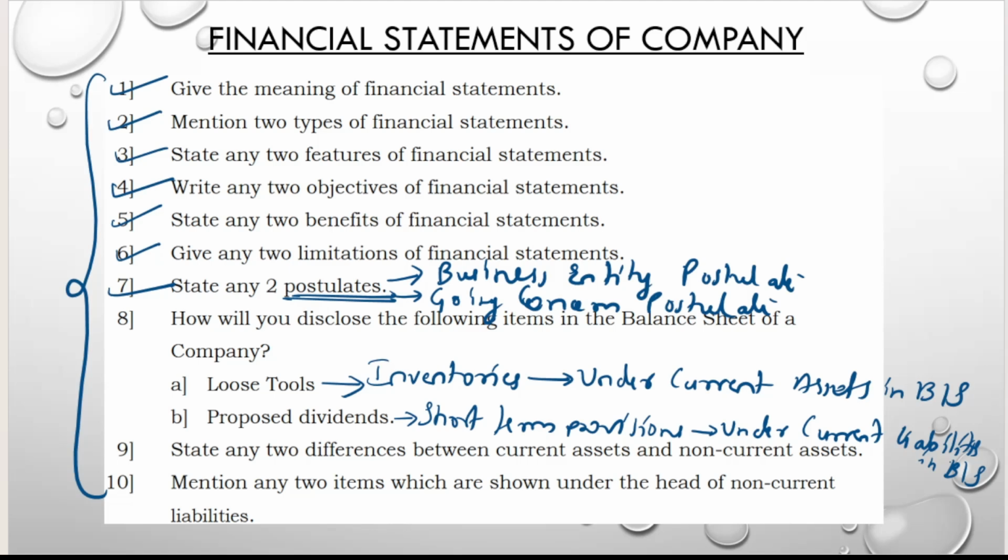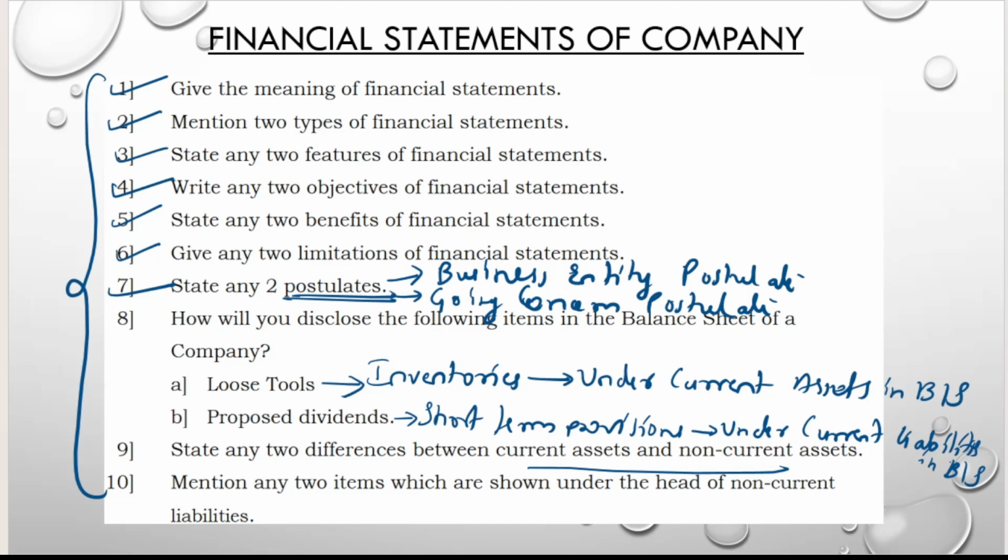Okay. State any 2 differences between current assets and non-current assets. You can just write it. Current assets are those assets which you can use for 1 year. Non-current assets are those assets which will be used for more than 1 year. Examples you can write.